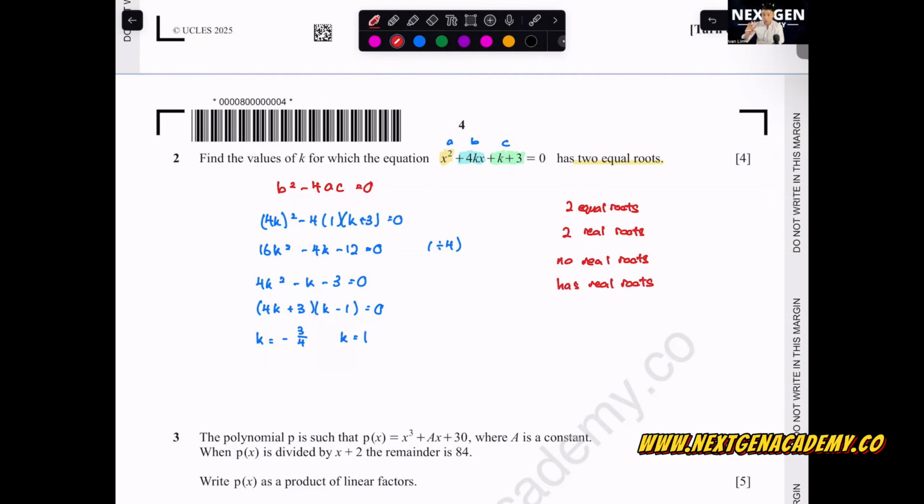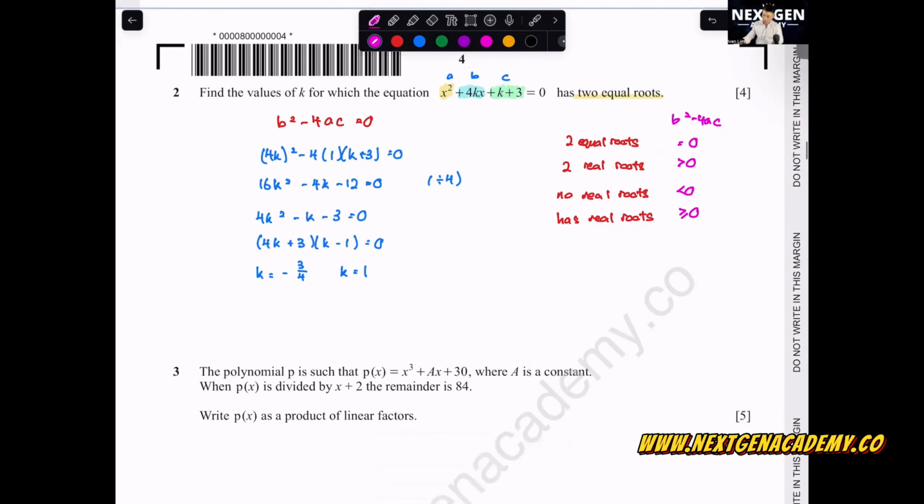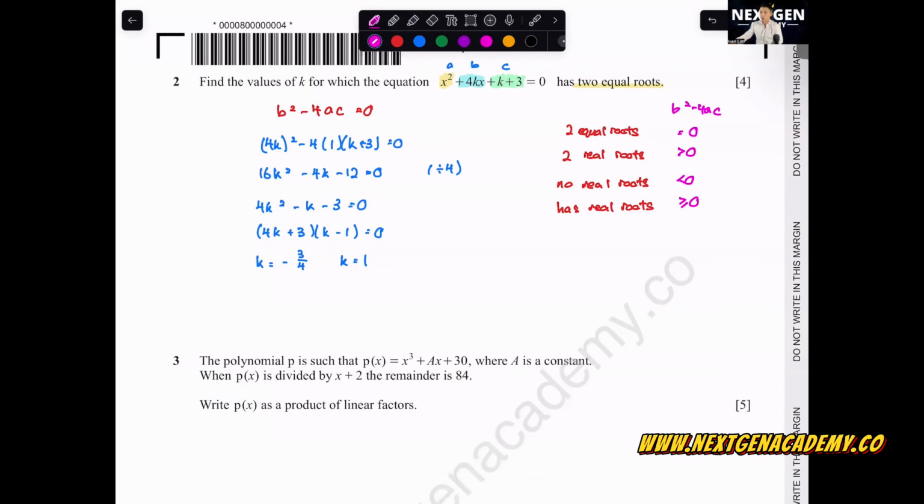Okay, remember, we have 4, not just 3. All of this you need to remember: equals 0, more than 0, less than 0. If has real roots, it means it is inclusive of the first 2 statements, so more than or equals to 0. Remember all of this, this is from your chapter 2. If you can do this, number 2, just type 2.